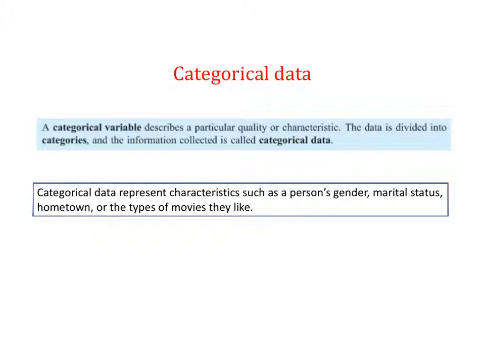All right, types of data. Categorical data. Categorical data describes a particular quality or characteristic. The data is divided into categories, and the information collected is called categorical data. It represents things such as gender, marital status, hometown, or types of movies.